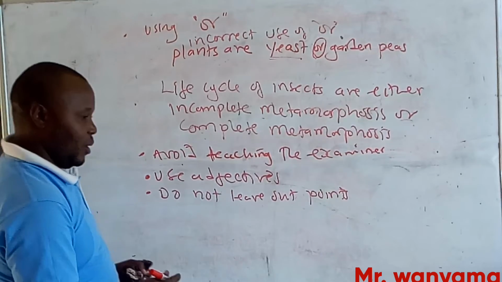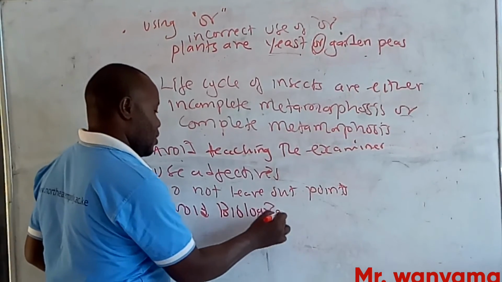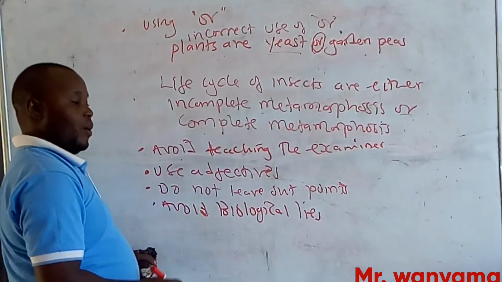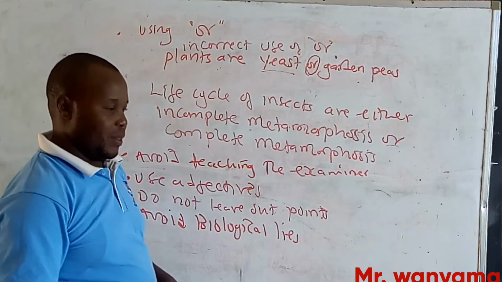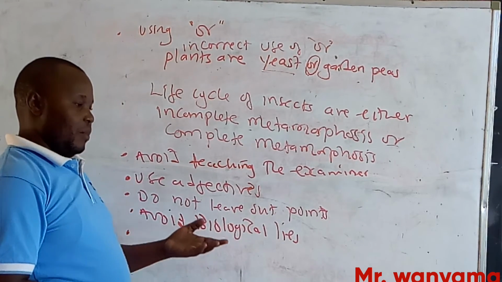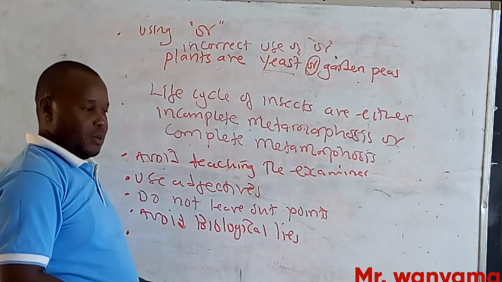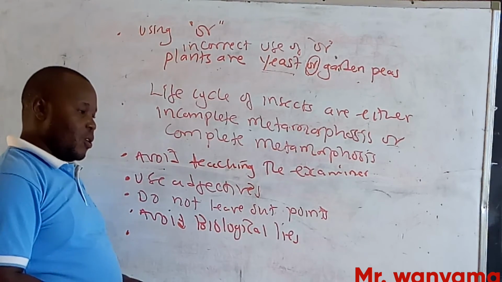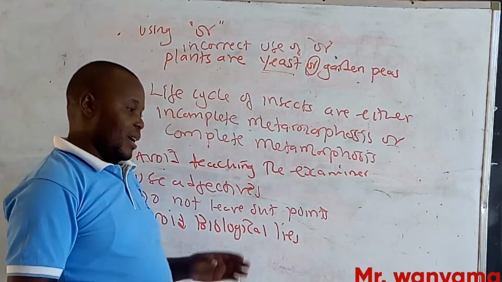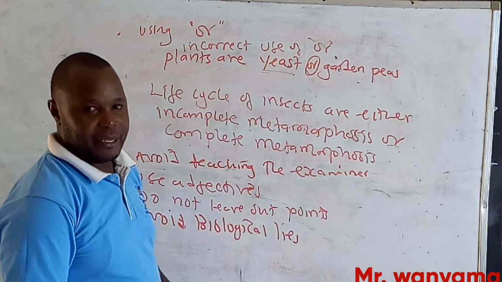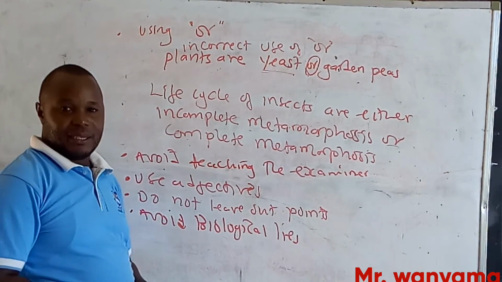Write only biological truth all the time, so avoid biological lies. For example, you could say plant root hairs absorb water and mineral salts from the soil. That's a biological truth. But if you say strong heating kills enzymes, that's not correct. Enzymes are denatured by very high temperatures. So you could have said high temperatures denature enzymes.